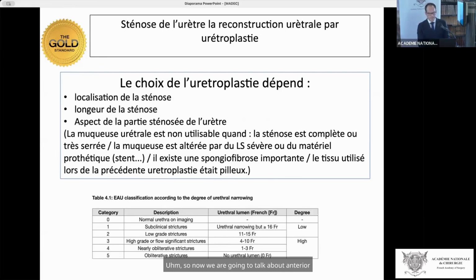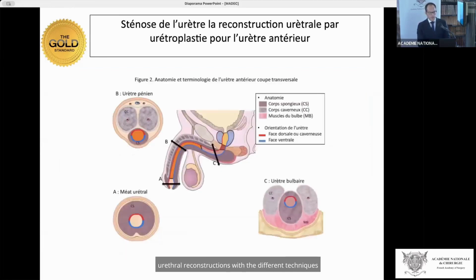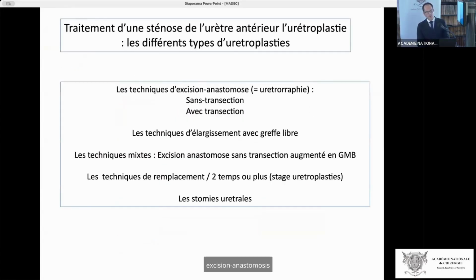So now we are going to talk about anterior urethral reconstructions with the different techniques that can be used. So overall, there are 5 main families of techniques. There's the classic excision anastomosis technique, so excision anastomosis with or without transection, we will see the subtlety. There are enlargement techniques with free grafts. There are mixed techniques that combine the first 2 I mentioned. Then there are the more historical techniques, which involve 2-stage replacement or staged urethroplasty. And we must never forget urethral stomata, which also provide great service to patients.